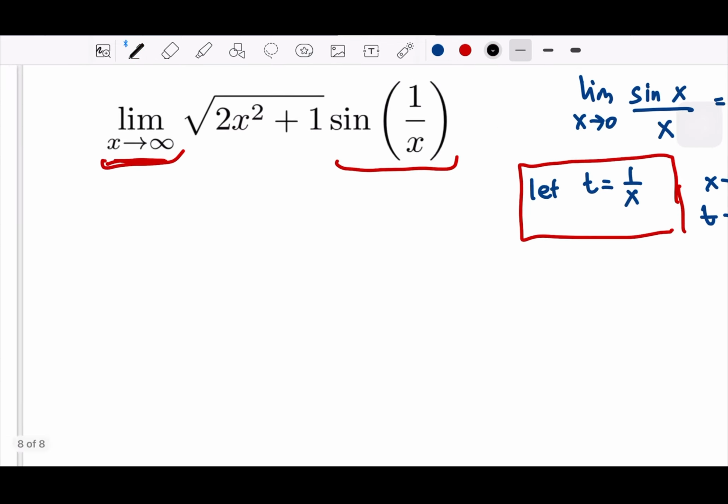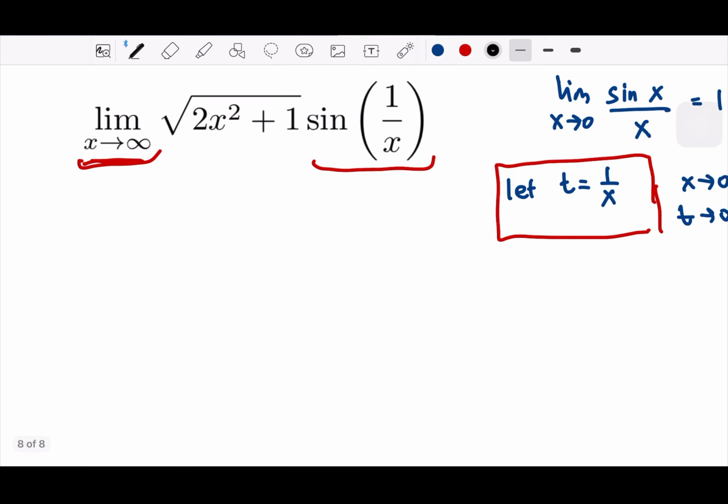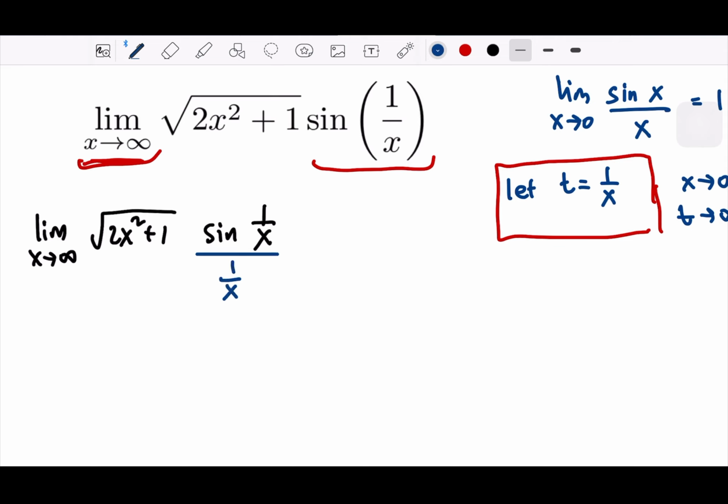So we can try to manipulate our limit, okay? So first we could force out this sine. Let's take this and make it 1 over x. Okay? But then, if we make this, we need to also balance the equation by taking x here. Okay? So we can separate this limit.